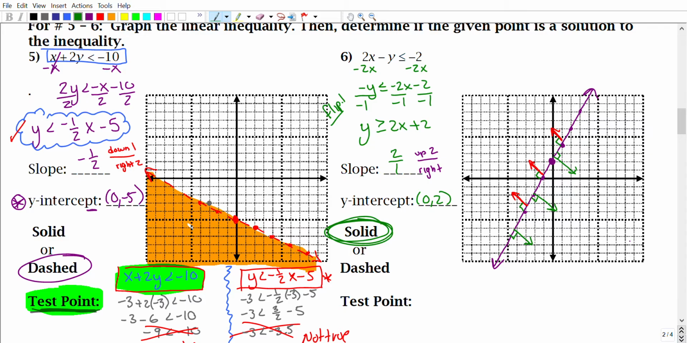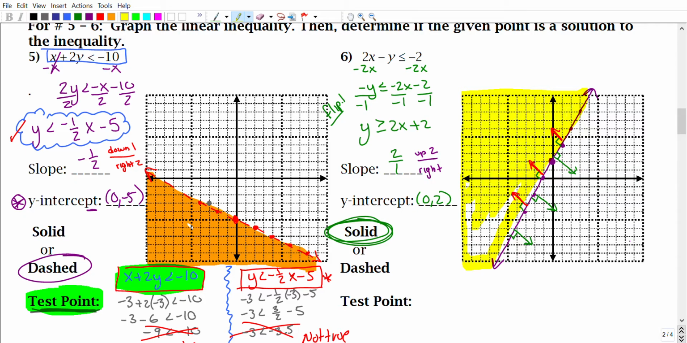Which one of those, the reds or the greens, look like they're kind of going up? Remember, we're trying to shade above. So which one of those look like they're going up? Well, it looks like the red ones are going up. They're going to the left, but they're also going a little bit up. So the way we have to shade is right over here.